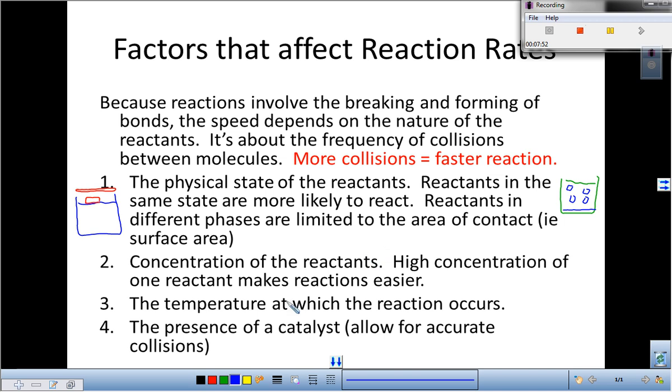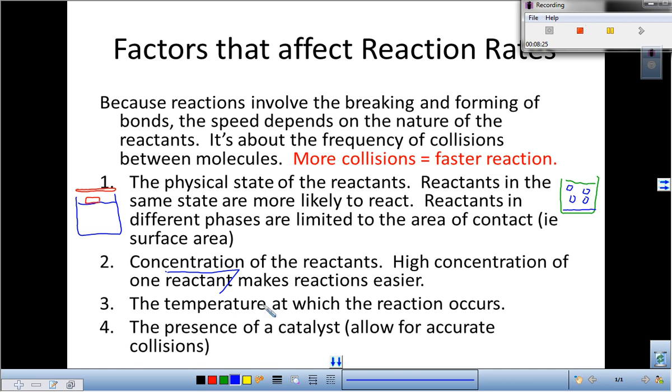Alright? Second thing that will happen is the concentration of your reactant. Concentration is really, really important because if you have a higher concentration, then you have more reactants available for collision. If you have a really low concentration, you don't have as many reactants available for collision. Alright? So, what happens as a reaction progresses is your collisions start slowing down because you're running out of reactants. And we'll look at a graph of that in just a few minutes. Okay? High concentration of one reactant makes the reaction easier.